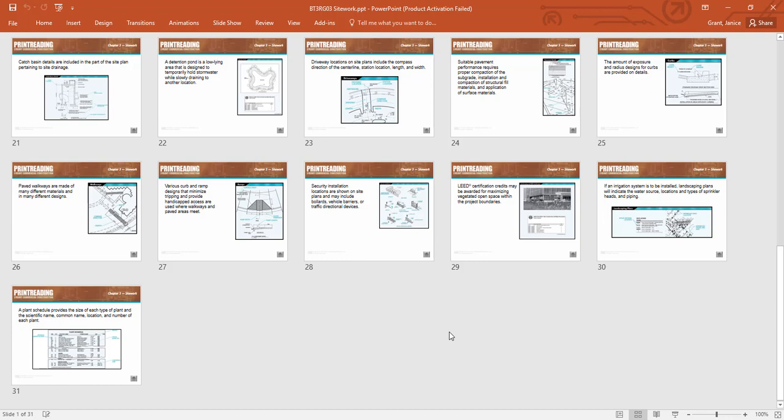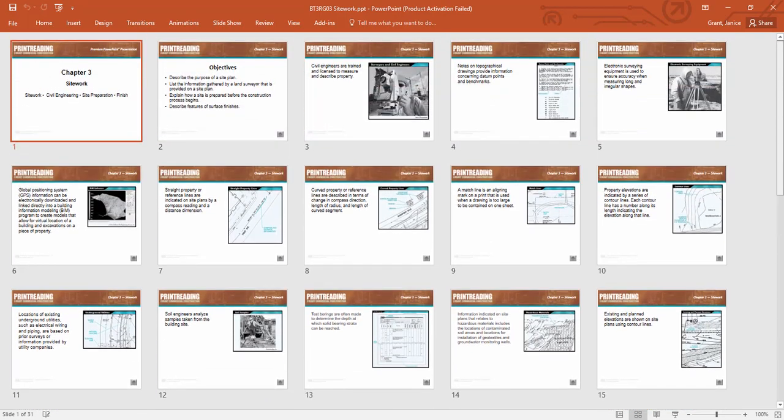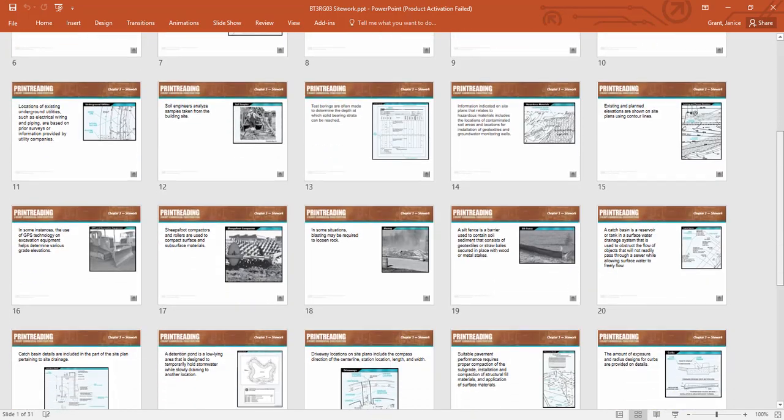So this is the book information that's talking to you about the plant schedule, and some of those things are questions that are at the end of the chapter that you'll be answering. So take a look at this PowerPoint and the different slides. Each one of these slides has notes.